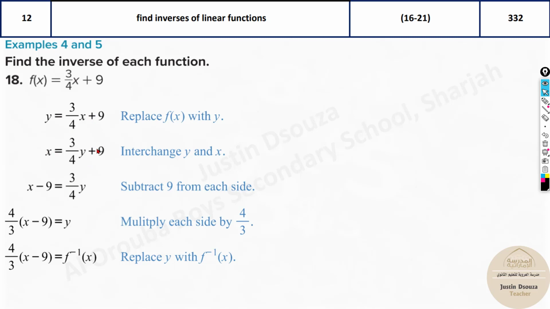Now then simplify. 9 goes to the other side, becomes minus 9. And then over here, this 4 by 3 is multiplied. You can multiply this in by distributive property or leave it over here. So this is how we do it.